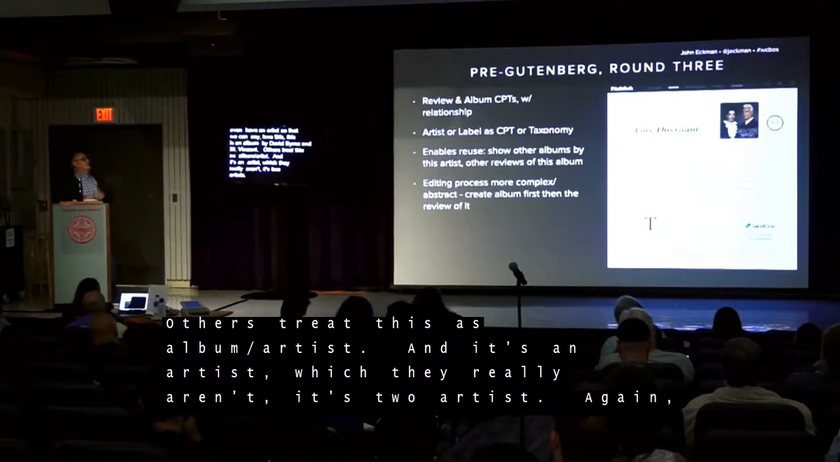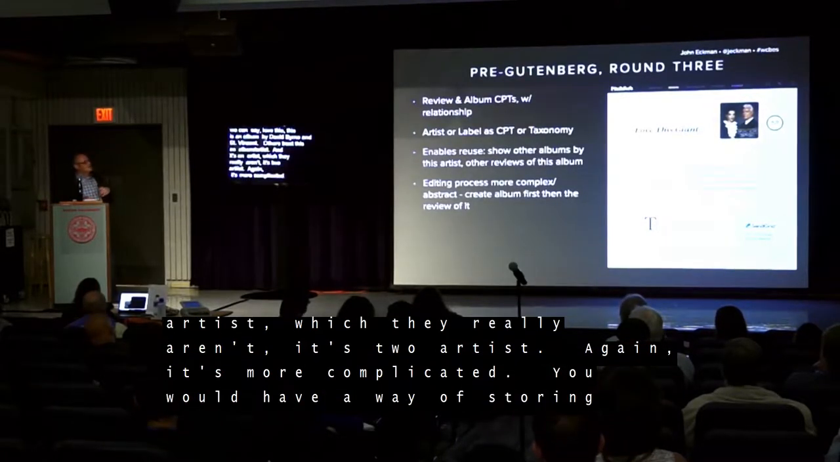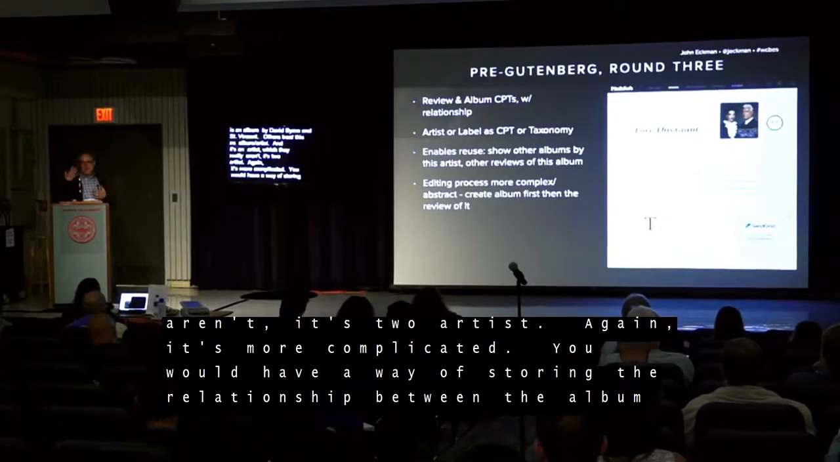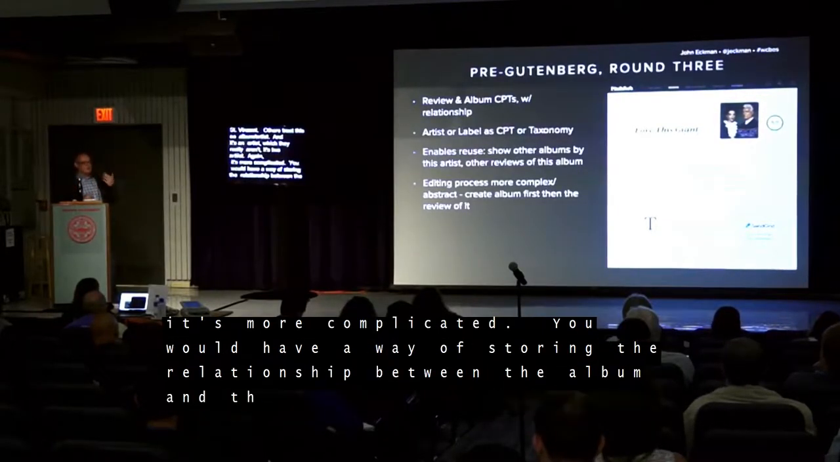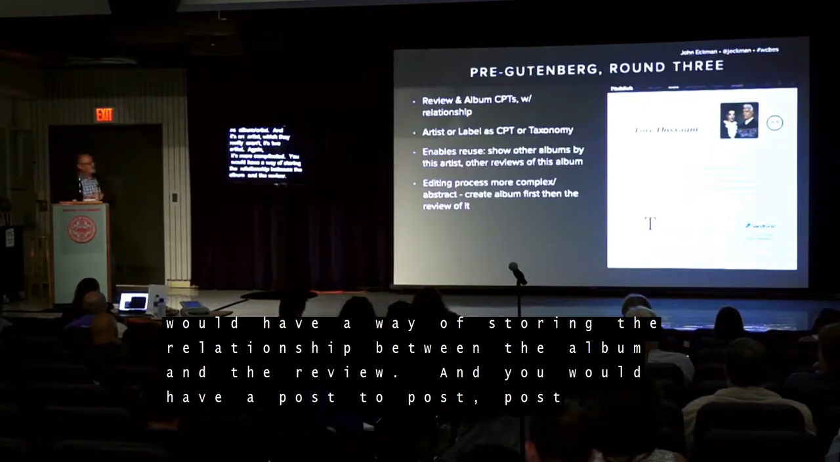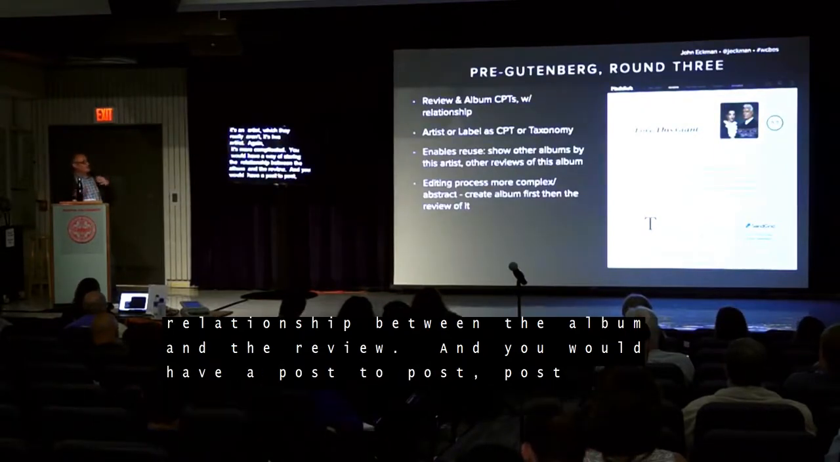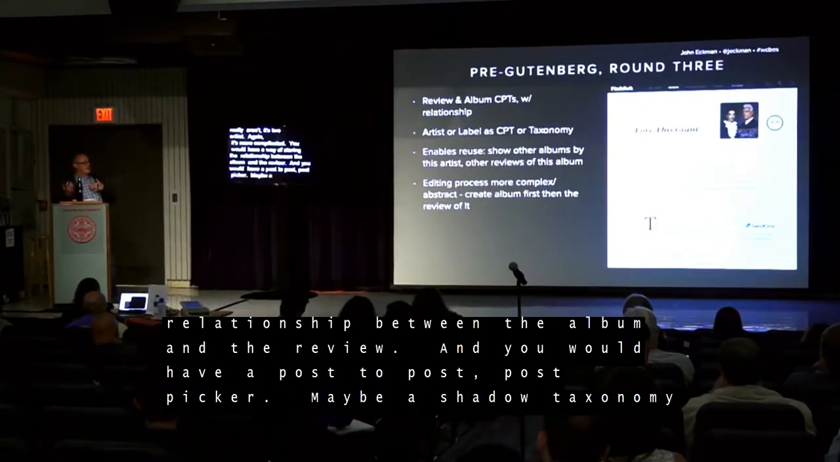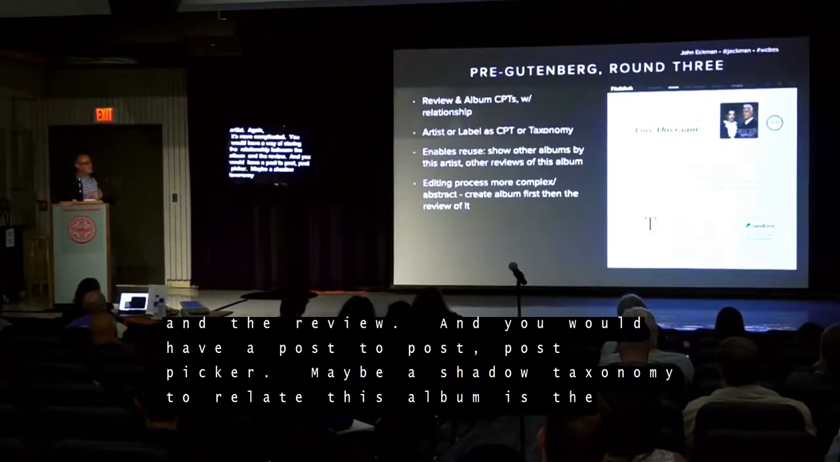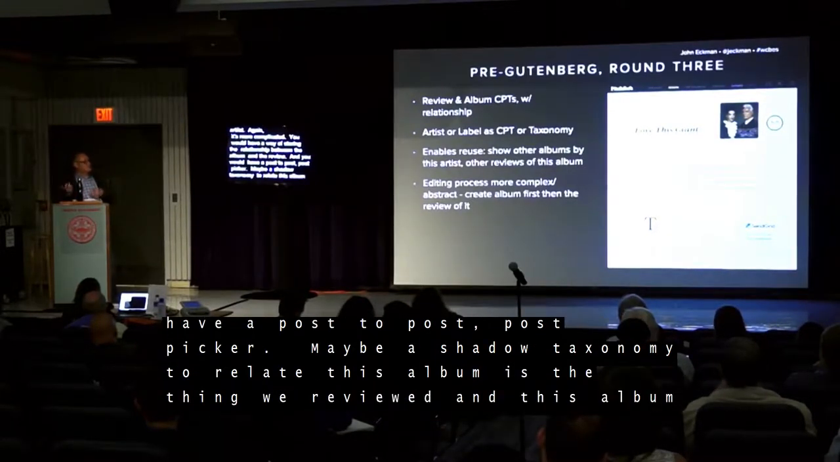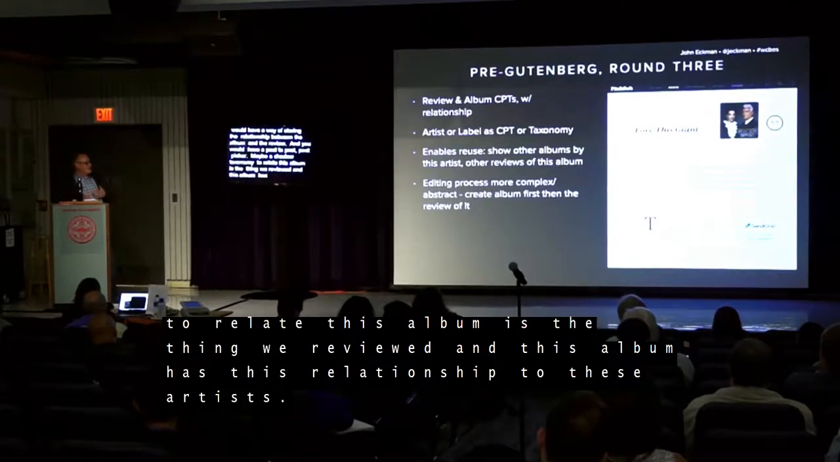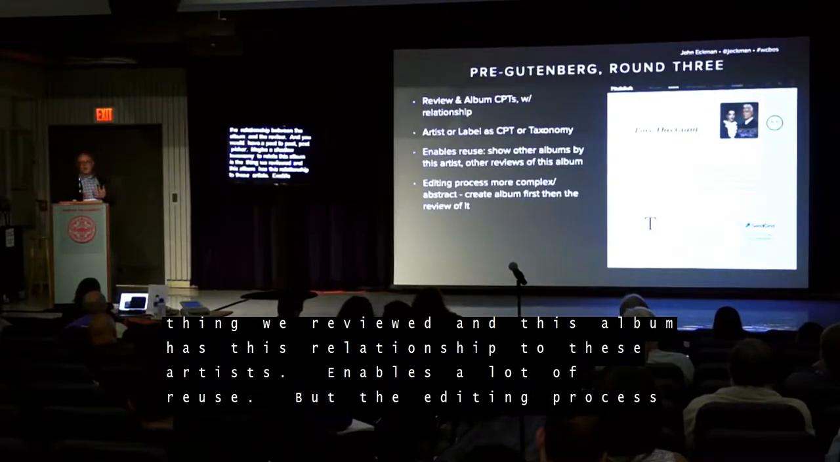You would then have a way of storing the relationship between the review and the album. So in writing the review, you'd have some mechanism, post to posts, or a post picker, or some other kind of mechanism like that, maybe a shadow taxonomy, to relate the fact that this artist is, and this album is the thing being reviewed, and this album has this relationship to these artists. Enables a lot of reuse, but the editing process gets a bit more complicated, right?